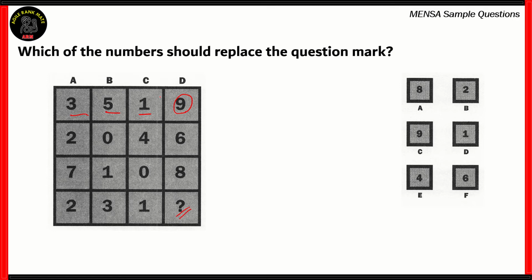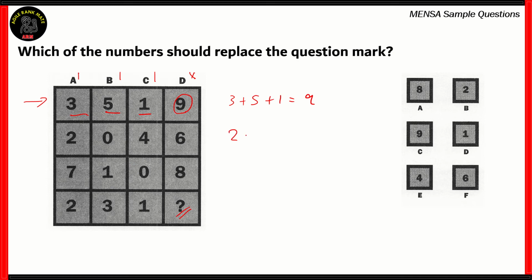Now for this particular question, this is actually quite simple. If you look at the first row, you can see that the number in A plus the number in B plus the number in C gives you the number in D. 3 plus 5 is 8, plus 1 gives you 9. Now let's prove it for the other 2 rows.